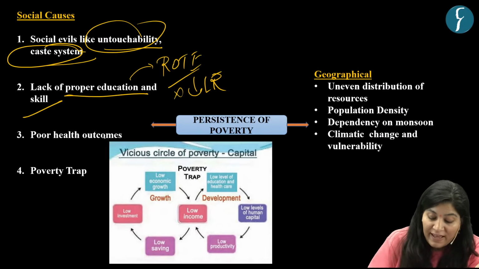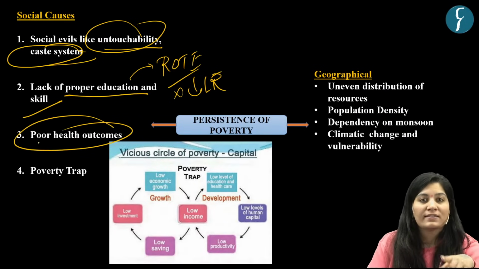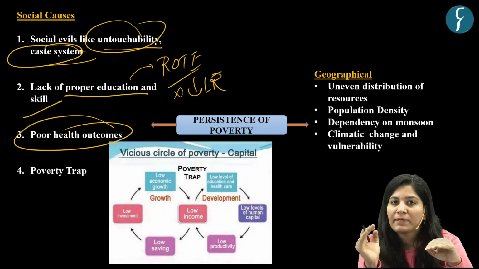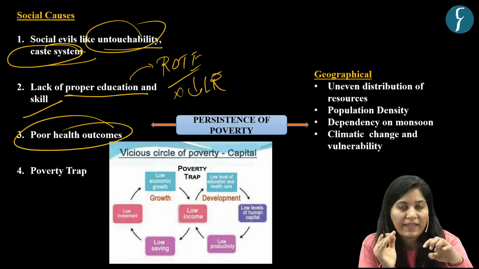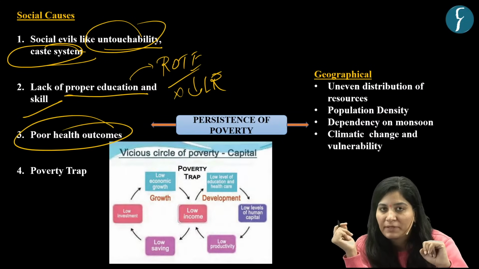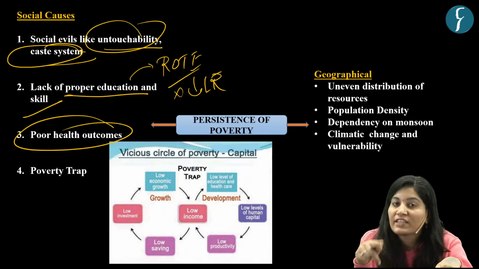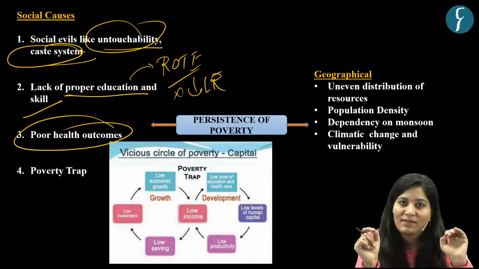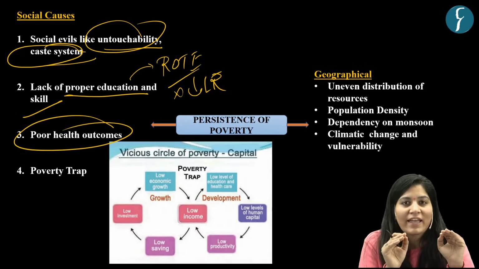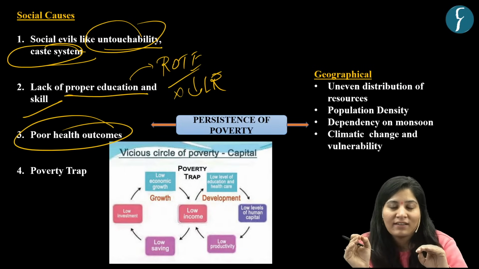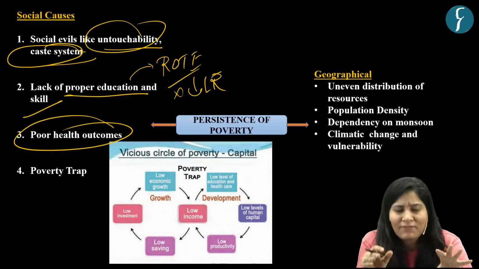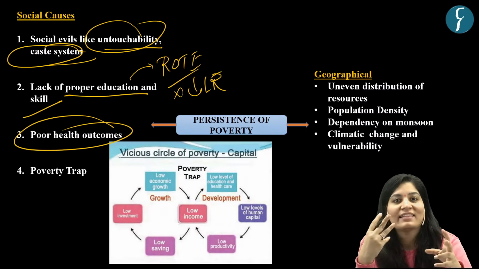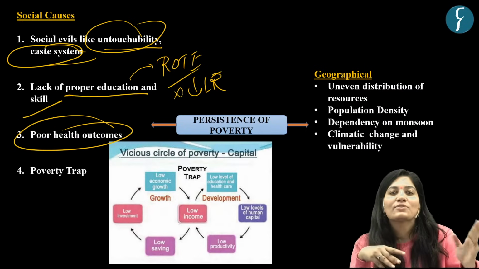Then poor health outcomes. See, India spends near about 1.5% of GDP on health. Got it? Health budget is 1.5% of GDP. And if you compare this budget with developed countries, they're spending near about 6%. So with low expenditure on health, this reflects very well in our poor health indices. And poor health indices means less productive force.